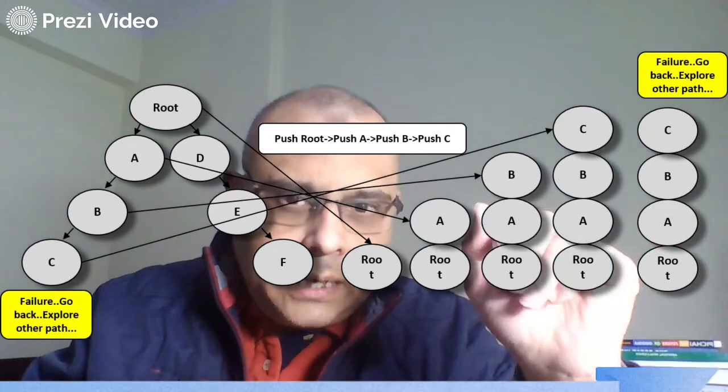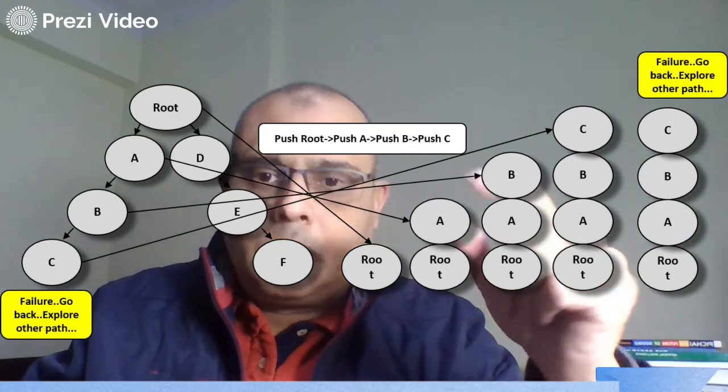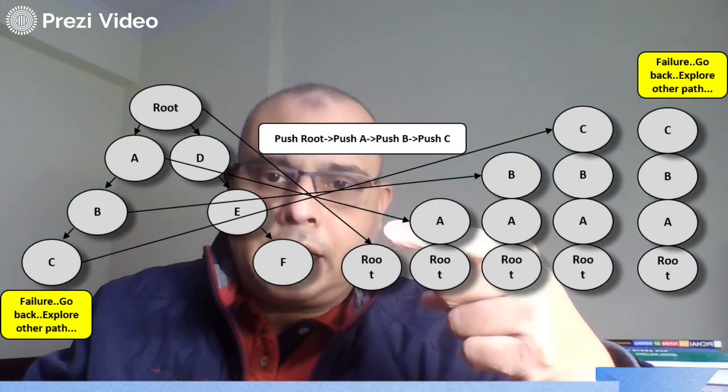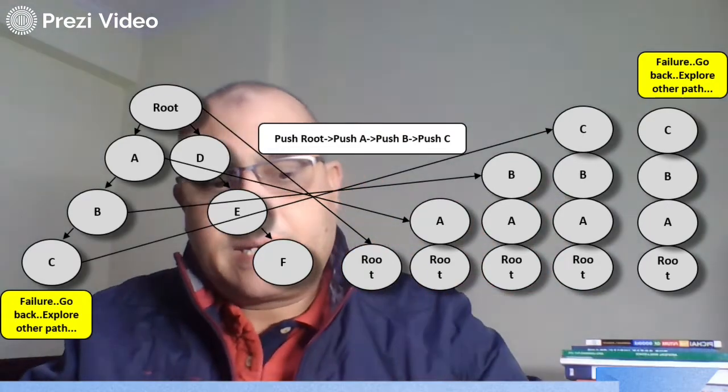Now after C, the algorithm realizes that this path will not be a fruitful path and it is resulting in a failure kind of situation. So what will it do? It will backtrack. How does this backtracking occur?